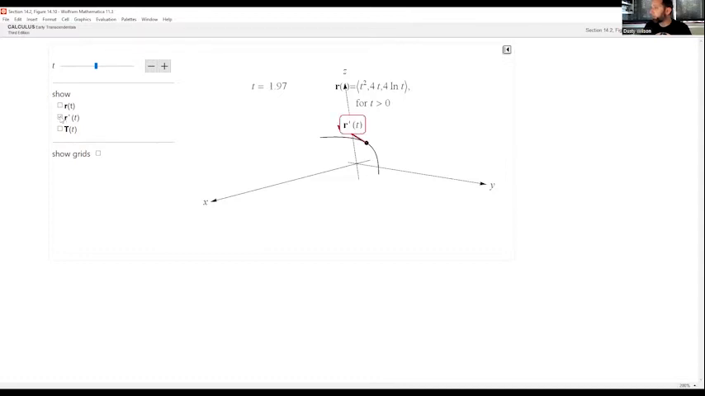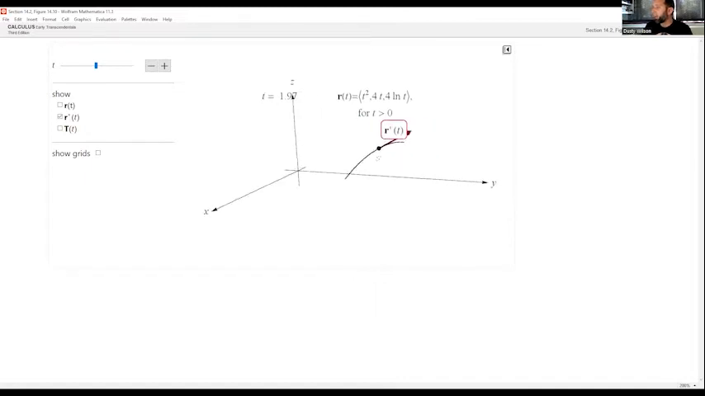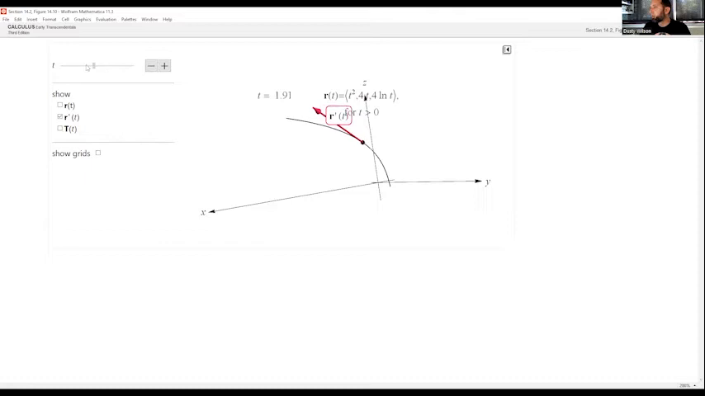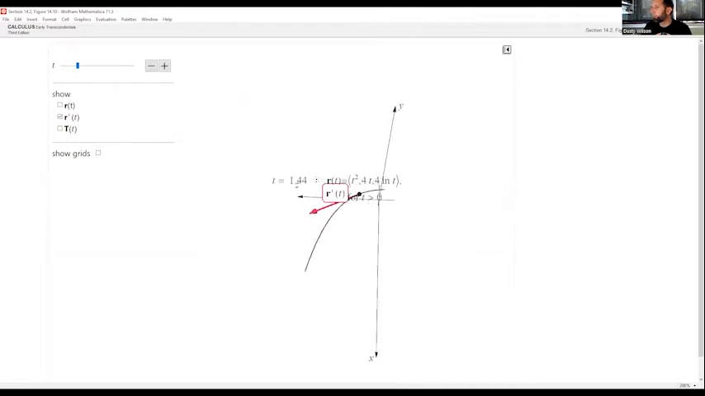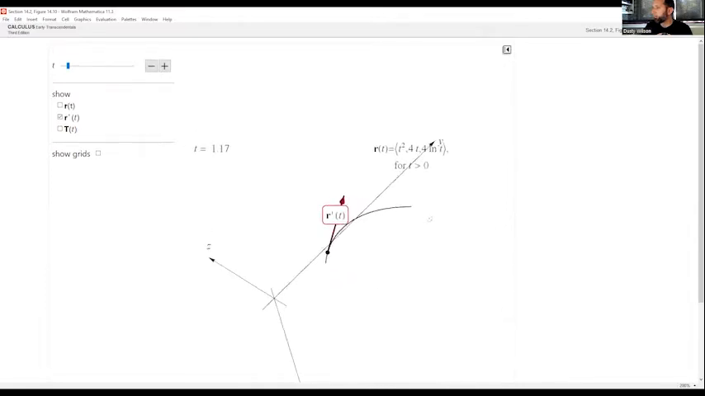R prime of t is a vector that lives on the curve and is always tangent to the curve. It's almost a tangent line, but it's not a tangent line, it's a tangent vector. It might be a little bit difficult to tell, but that r prime of t can change in length. Let's see if we can see it. We rotate to a different angle and we see our r prime of t changing in length. It seems like it gets a little bit shorter in places.